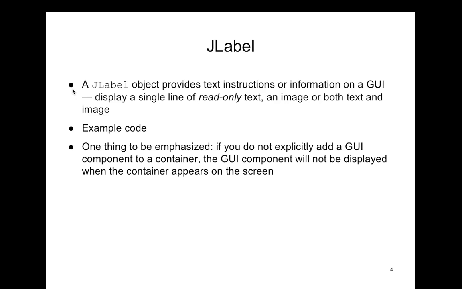So JLabel. One thing to emphasize is that if you do not explicitly add the GUI component to the container, the GUI component will not display when the container appears on the screen. Which is kind of interesting, because a lot of people create all of these components. They figure out what they're going to use them for. They even create the layout, and then they forget to put it all together. We'll see how it's put together. But that's a very important point to remember as we start looking at these GUI components. It's a matter of adding them to the container. If we don't add them to the container, they don't show up on the screen, which is a common problem.